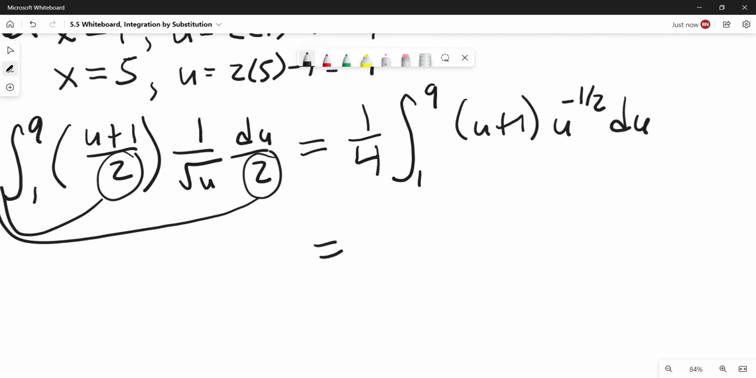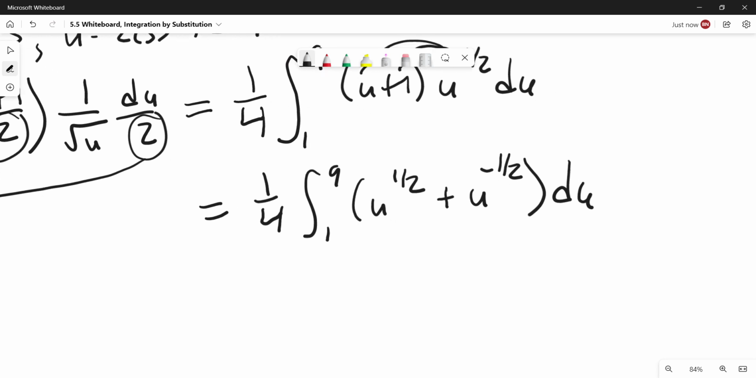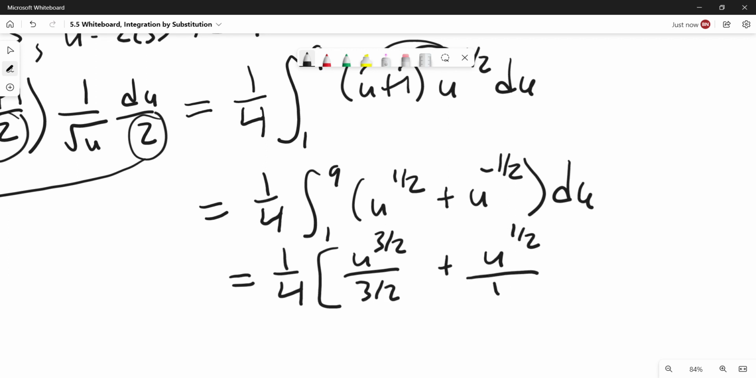1/4. So again, you're going to distribute this. There's no way to solve it otherwise. So u to the 1 times u to the -1/2, add the exponents, so you get u to the +1/2. And then 1 times u to the -1/2 is just u to the -1/2 du. These are just reverse power rule things, so 1/4 u to the 3/2 over 3/2 plus u to the 1/2 over 1/2, evaluated between 1 and 9.